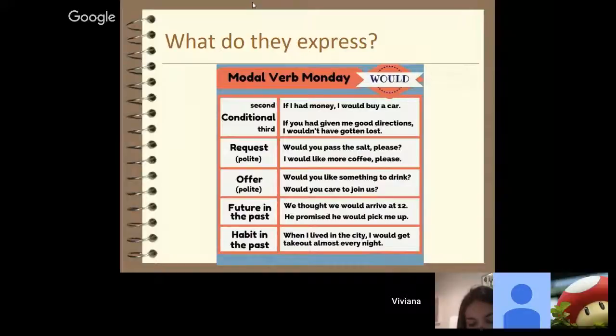Entonces, it is like in the future. Yes? It sounds like "yo podría comprar." For example, I thought we would arrive. "Yo pensaba que nosotros llegaríamos." Yes? He promised he would pick me up. Pick me up is to go and pick something up. So it's used in the future. "Me vendrías a recoger. Me recogerías." Yes?